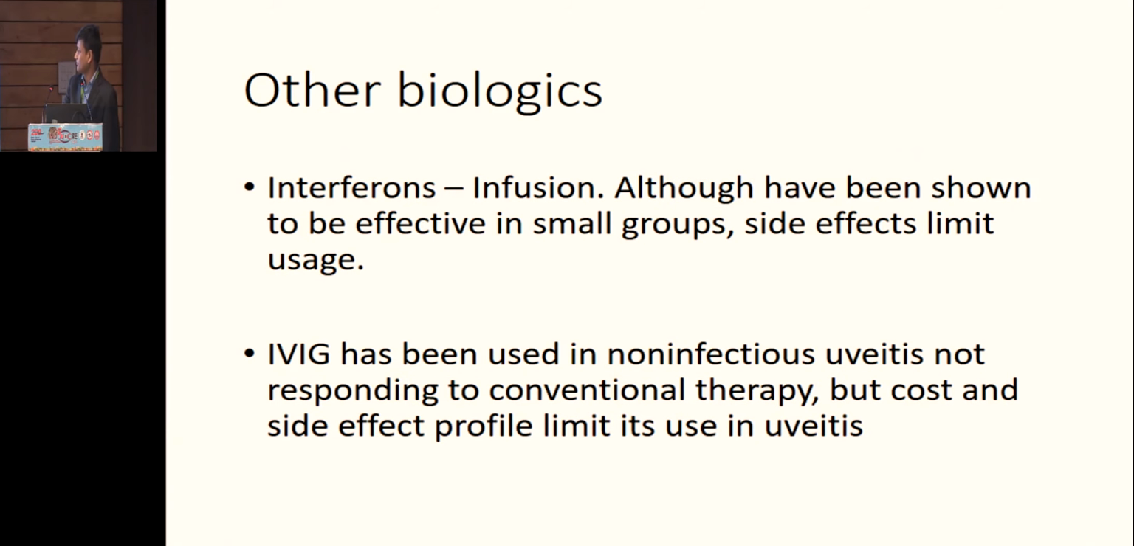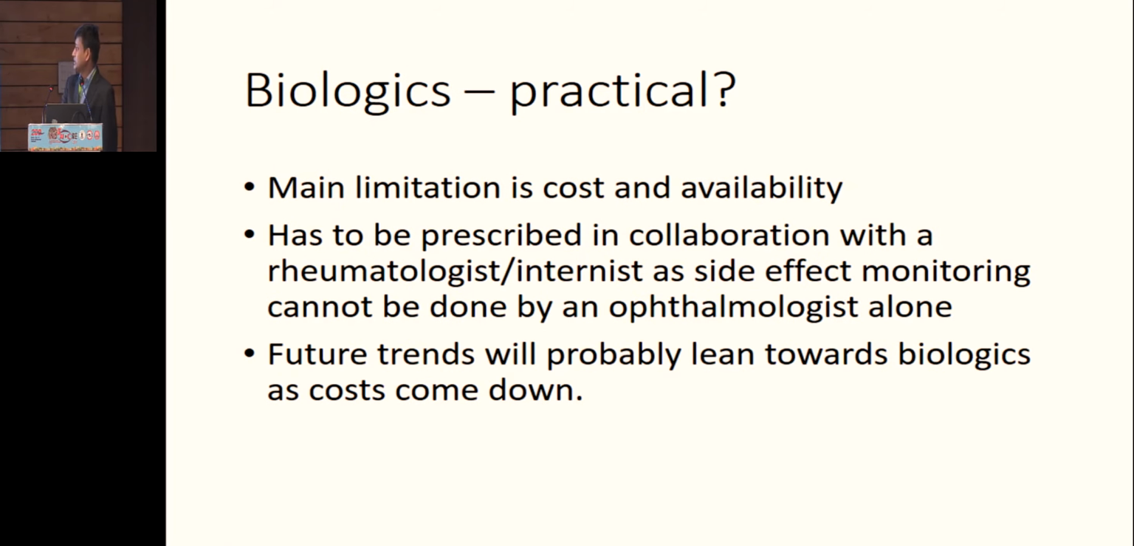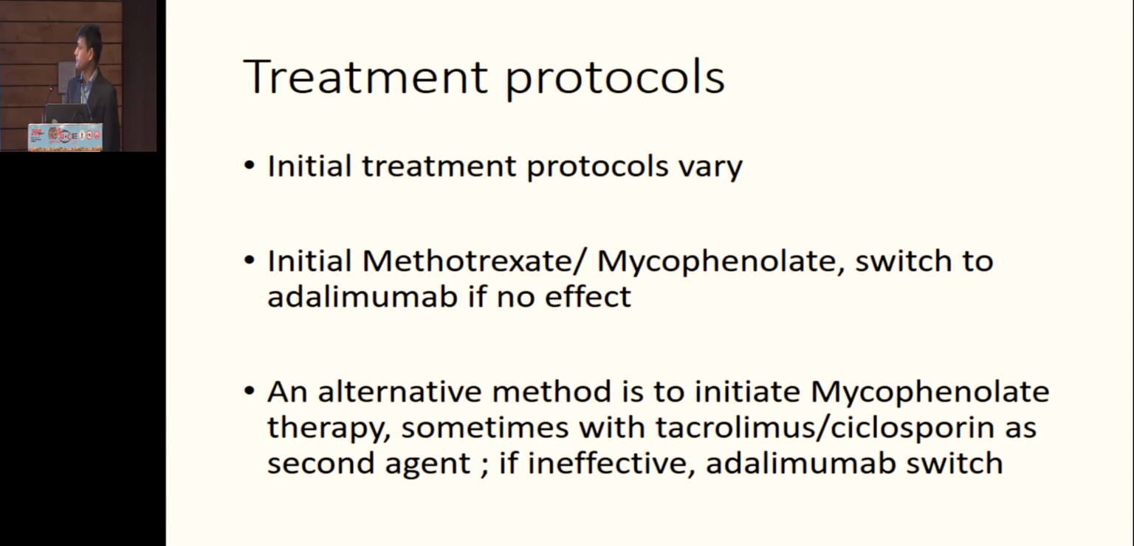So I'll just quickly go through this. Considering our region, the main limitation is cost and availability, and they have to be prescribed in collaboration with a rheumatologist or internist. Future trends will probably lean towards biologics as the costs come down. But three things are essential. We have to exclude tuberculosis prior to the initiation of biologics. We have to counsel the patients, and they have to be motivated for the long-term follow-up that is required. And we have to maintain close collaboration with an internist.